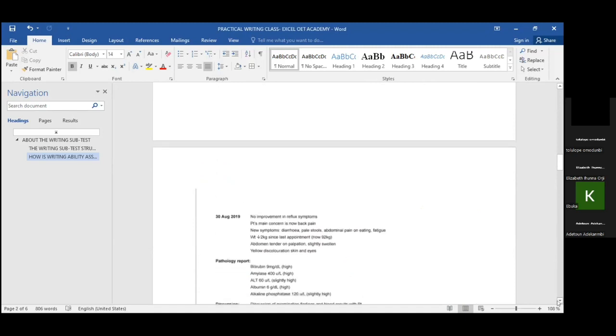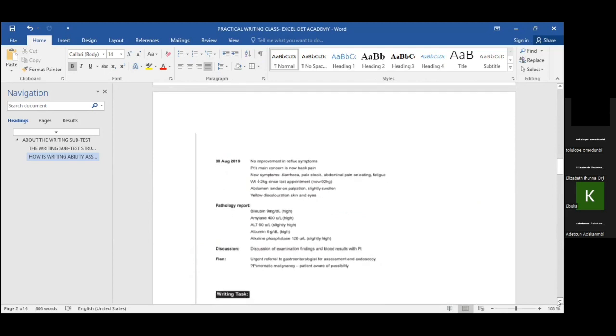Look at this case note. This is today's visit. Plus, look at this. They said no improvement in reflux symptoms. Patient's main concern is now back pain. New symptoms, diarrhea, pains to abdominal pain. These are complaints.